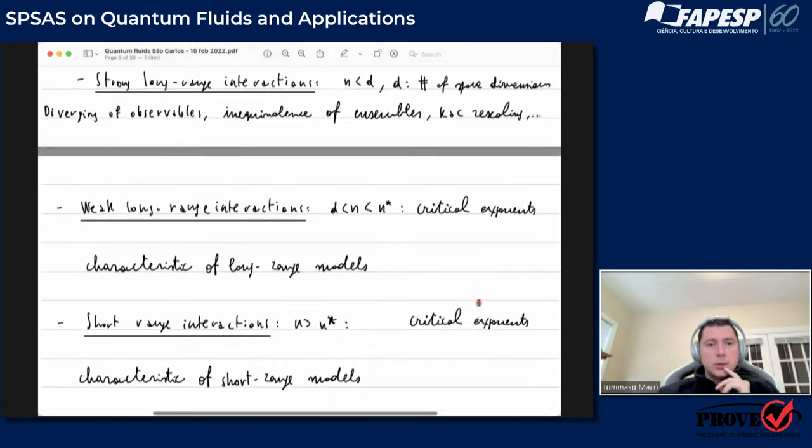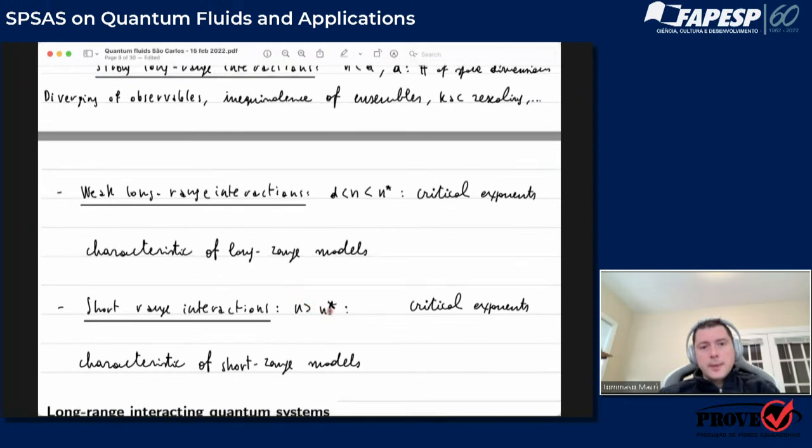Now, the second class is the one called weak long-range interacting systems, where n, the power law exponent, varies between the space dimension and some upper value n star, which depends on the class of physical systems under study. For example, if it is Ising or O(N) models or Heisenberg systems, etc. In this case, one obtains that the critical exponents really depend on the characteristic long-range interaction. Instead, if n is larger than n star, one falls back into the class of short-range interactions or even contact interactions, and therefore the critical exponents are the ones typical of short-range interactions.